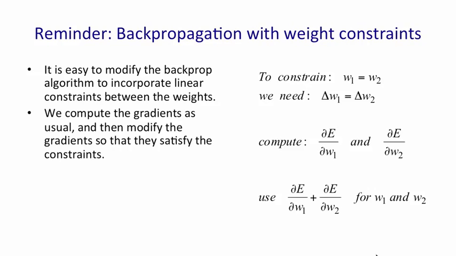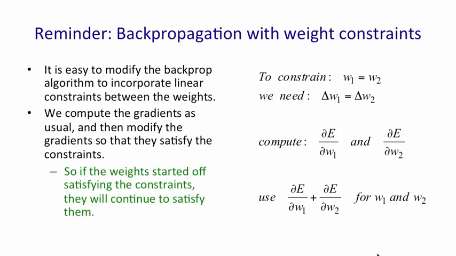So if we want W1 to equal W2, we start off with them equal, and then we need to make sure that the change in W1 is equal to the change in W2, and we do that by simply taking the derivative of the error with respect to W1, the derivative with respect to W2, and adding or averaging them, and then applying the same quantity for updating both W1 and W2. So if the weights started off satisfying the constraints, they'll continue to satisfy the constraints.